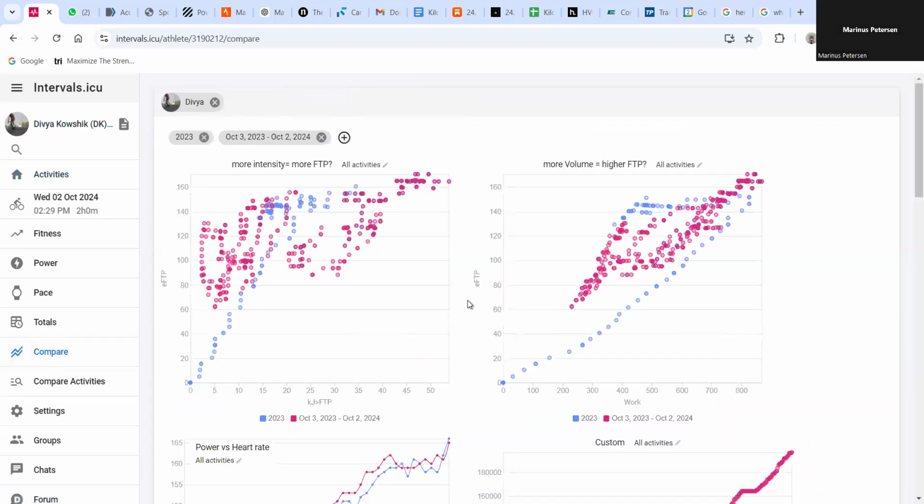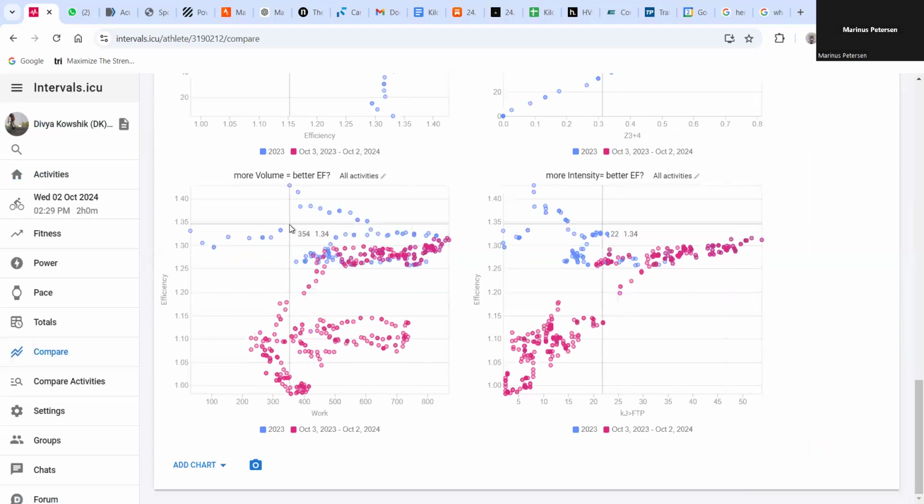Even in a lower volume client here, we can see that more intensity improves EF. Yeah, that's pretty clear. Does more volume improve his EF? Maybe a little bit, but there's a pretty rubbish correlation there. Because this particular person is a slightly lower volume client, you could maybe say there's still a bit of correlation. But as you can see, intensity has a pretty good correlation there. More intensity, better EF.